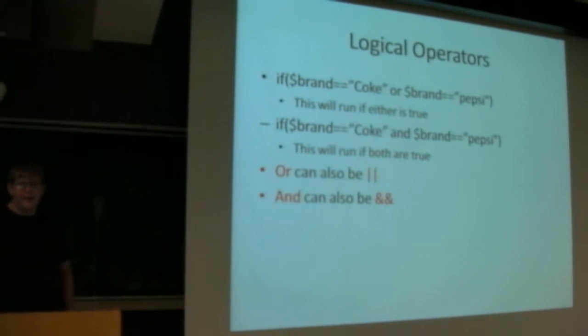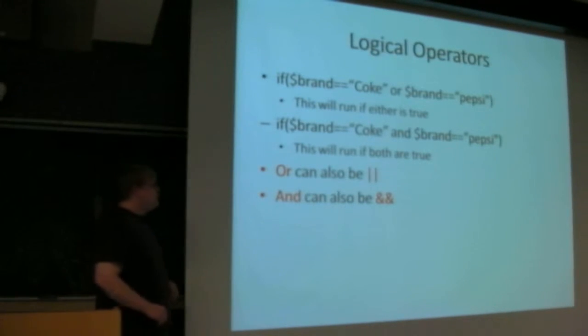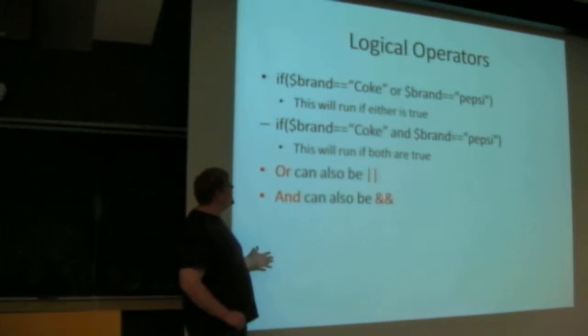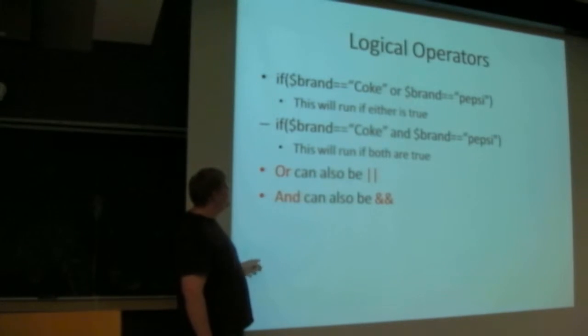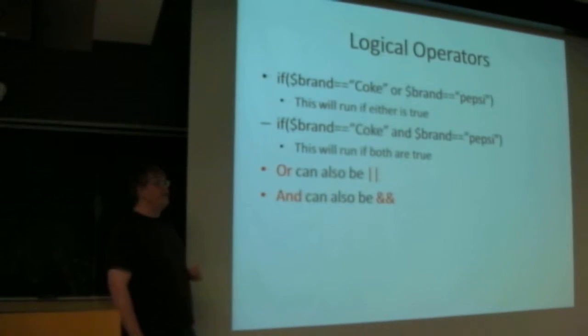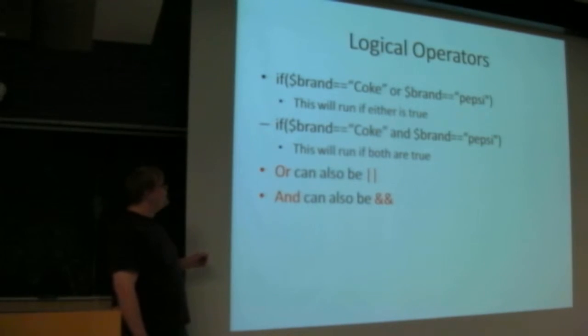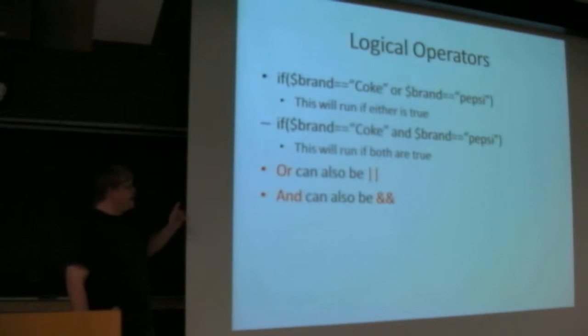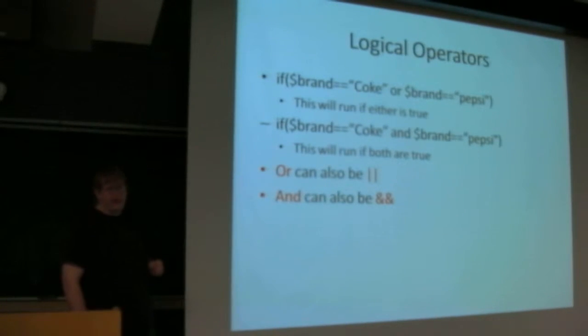Logical operators, we can have or and. There's probably others that I've never used before, but and or tend to be the ones I use. Basically, if one statement is true or the other statement is true, the if statement becomes true and it runs. And with the second one, both have to be true to run. Of course, brand can't be Coke and brand can't be Pepsi, so that would never run. And or can be the 2 pipe symbols, and can be 2 ampersands for shorthand.